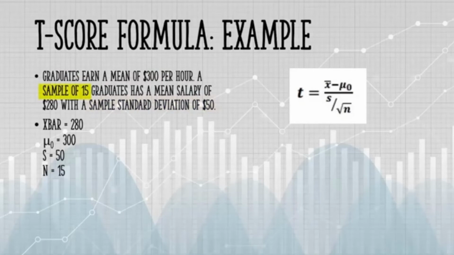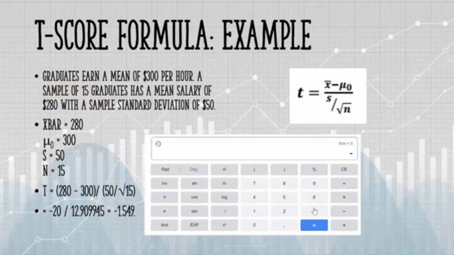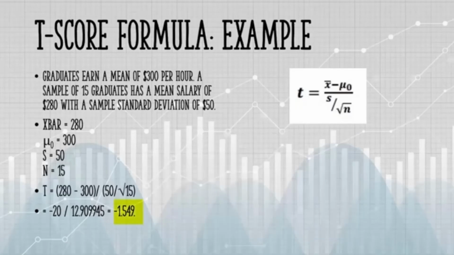That's 15. If I plug those numbers into the formula and solve using a calculator, I get a t-score of minus 1.549. In a hypothesis test, you'll want something to compare that t-score to.